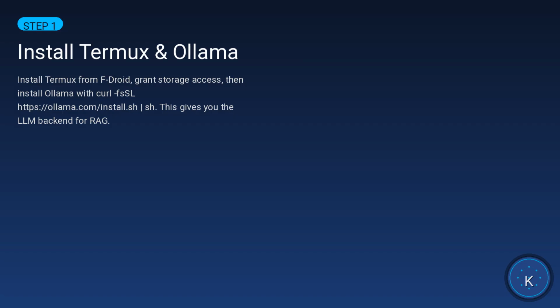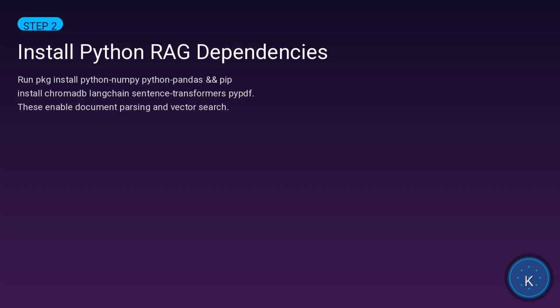Install Termux and Ollama. Install Termux from F-Droid, grant storage access, then install Ollama with curl -fsSL https://ollama.com/install.sh | sh. This gives you the LLM backend for RAG.